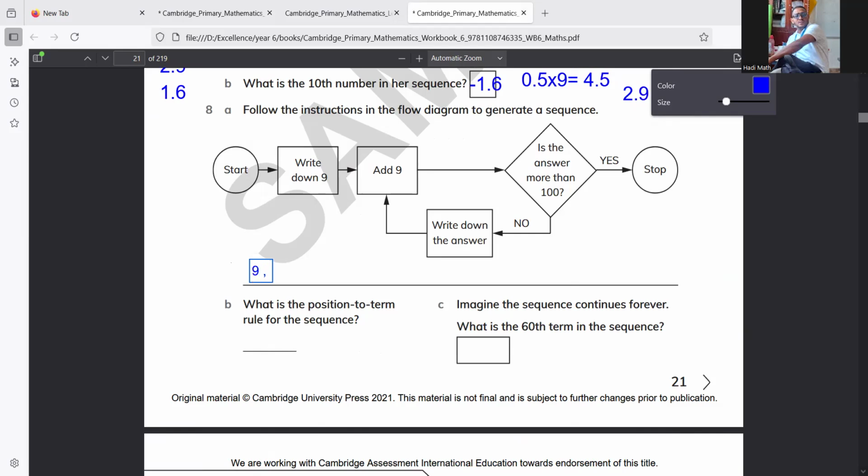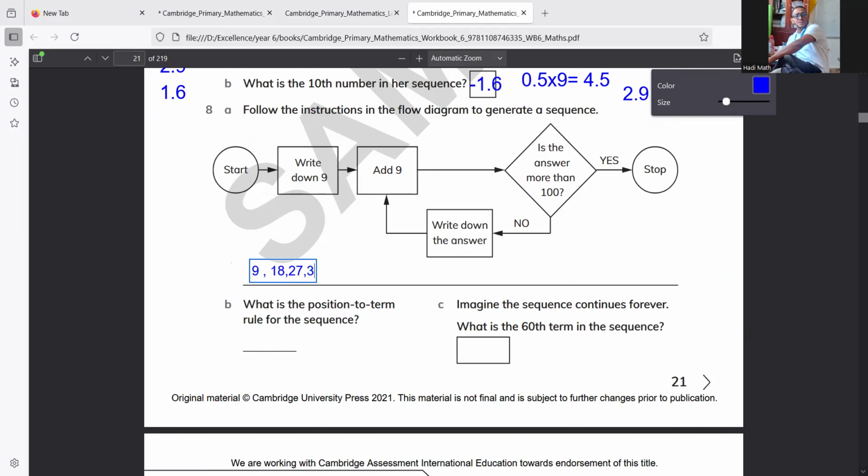Add 9. I added 9. Now it's 18. Is the answer more than 100? No. So write down the answer. I write down the 18. Then I add 9. It's 27, not more than 100. So you write it down. Any number not more than 100, you write it down.